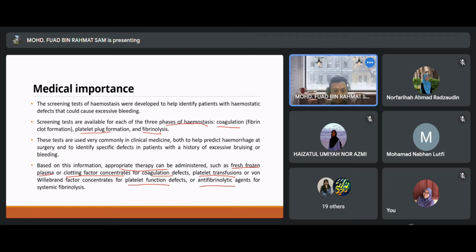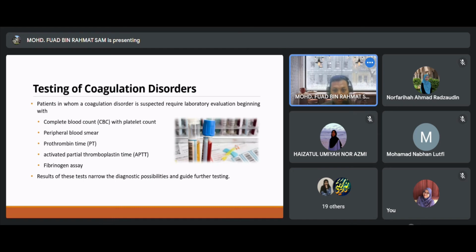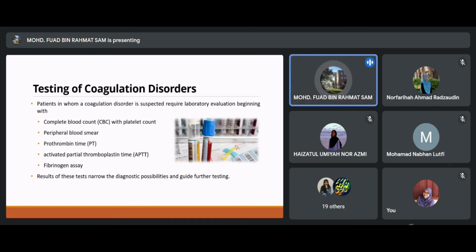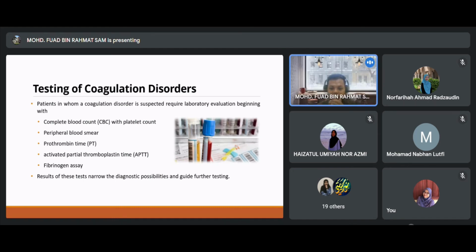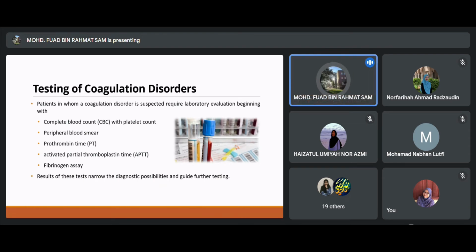Okay. Then what would be the coagulation disorder tests involved? Yang biasanya kita practice in the lab. So usually kita akan buat the CBC. We call it a complete blood count, involving the platelet count. Kenapa kita measure the platelet count? Obviously platelet involved dalam preventing daripada berlakunya hemorrhage.